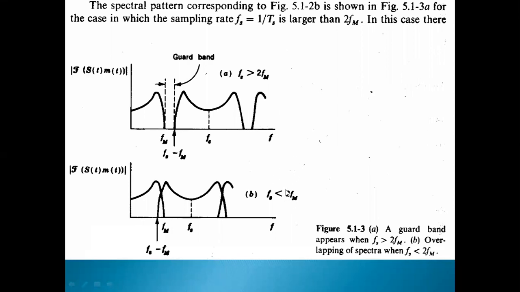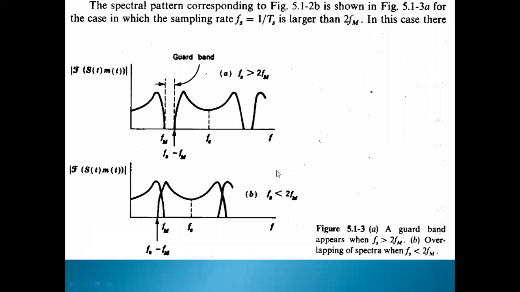Another relation is also there. If fs is less than 2fm, what happens? Then there will be overlapping. One sample is overlapping with another sample: the first sample overlaps the second, the second overlaps the third, like this. This overlapping is called the aliasing effect. In this condition, we are unable to recollect the message signal from the samples. That is the condition of fs less than 2fm.